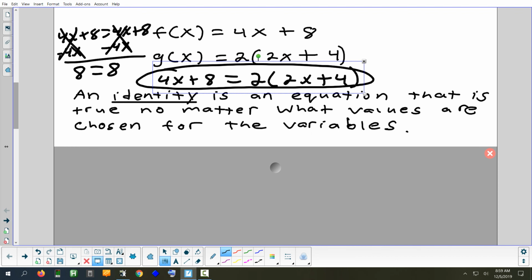All right? So that's what we're going to look at, except it's going to be trig. I'm going to give you guys some equations. What's on the left is going to be the same as what's on the right. So it's not going to be algebraic. It's going to be trig.